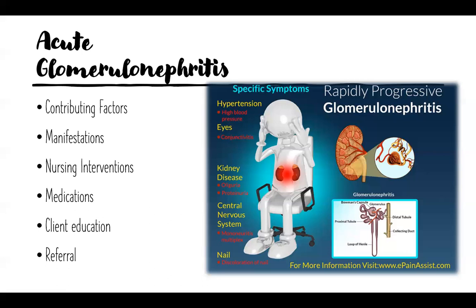So what is the collaborative care for this patient with acute glomerulonephritis? Well, for the nurses, we want to have this patient maintain bed rest to protect the kidneys, restrict fluids, increase calories and reduce protein and sodium in the diet, and monitor the daily weight.